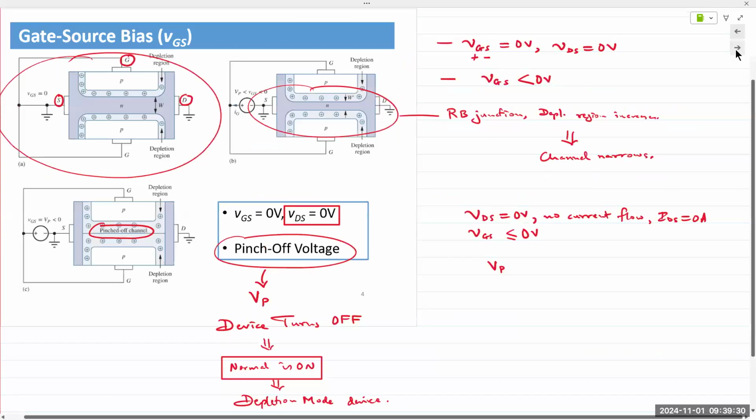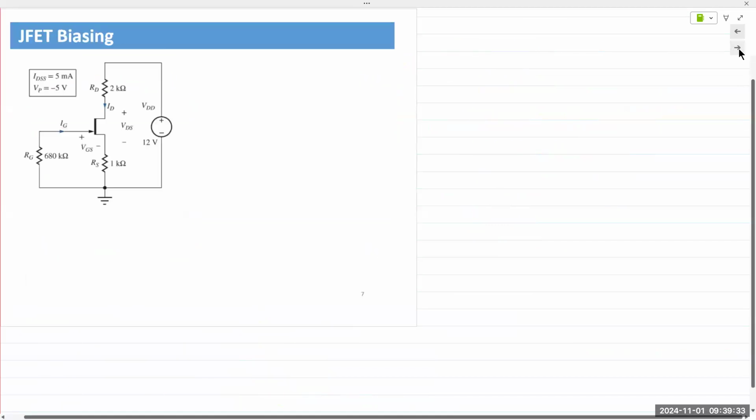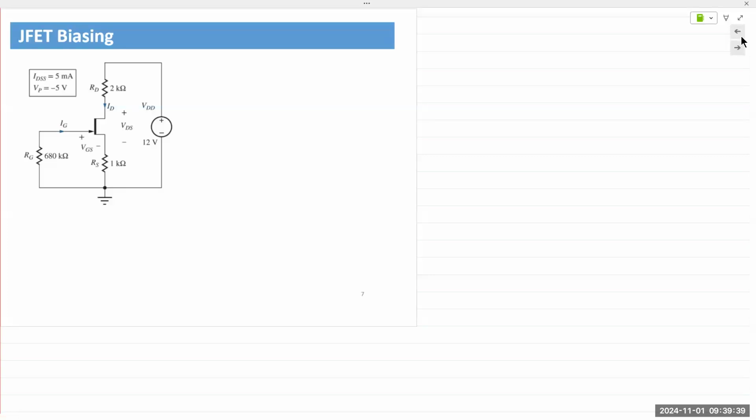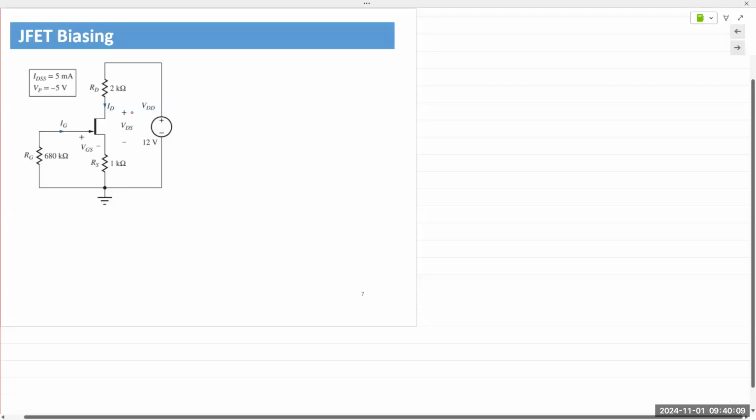All right, let's look at an example problem of biasing the JFET. So we have a JFET here, creating a circuit with 3 resistors: drain resistor of 2000 ohms, source resistance of 1 kilo ohm, and gate resistance of 680. We want to keep the current as small as possible. One of the properties of the JFET is that it has high input impedance. So the gate current is very negligible. And for most analyses, we assume that the gate current is equal to 0.